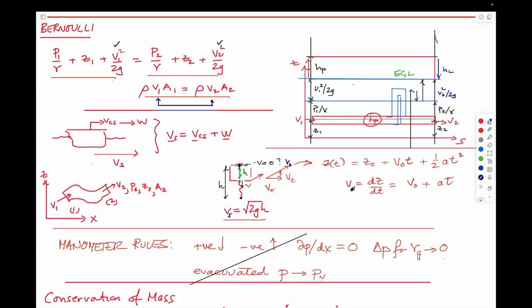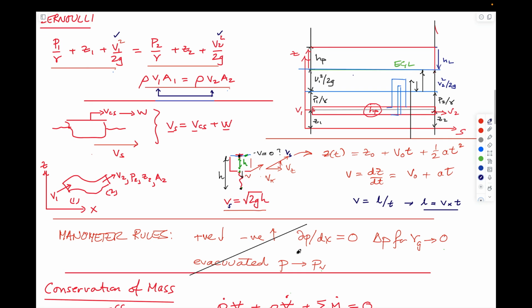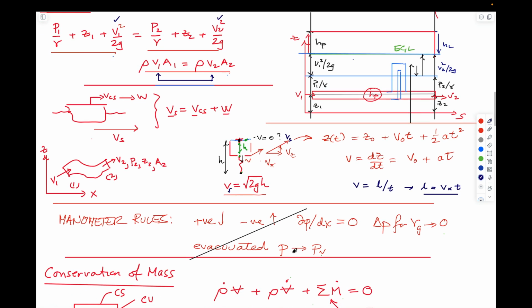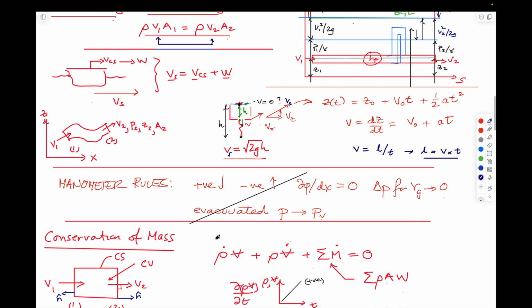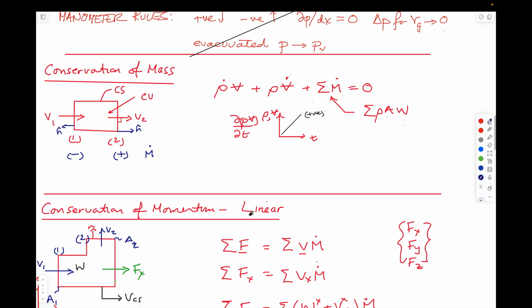And the velocity of something is equal to its initial velocity plus the acceleration times time, if there's an acceleration. So we can also use velocity is equal to length over time, and clearly from that the length traveled in a given time is just going to be the product of velocity times time. So we can use those individual expressions to look at our understanding of the flow of fluids, inviscid fluids. There are no manometer questions in the test.